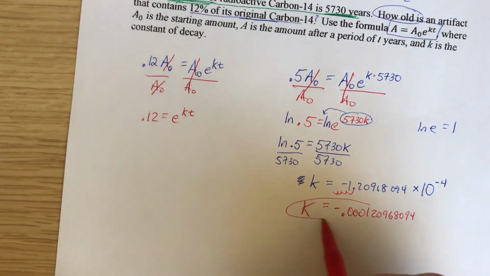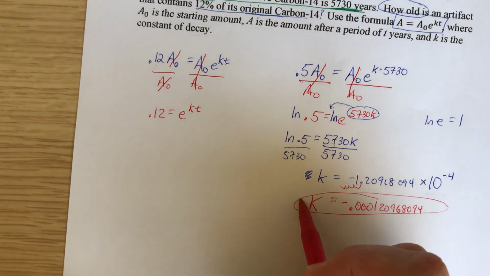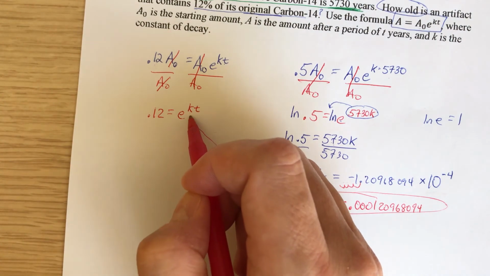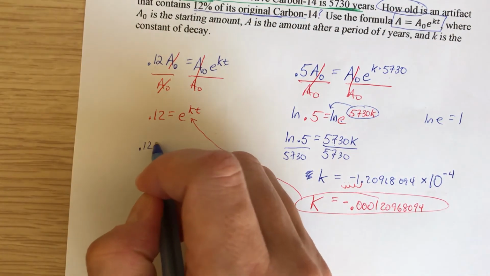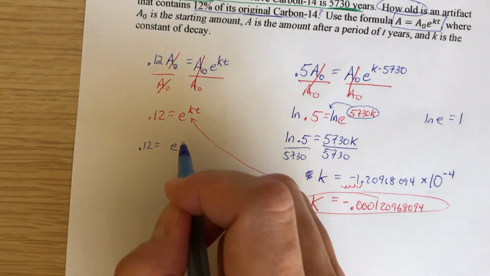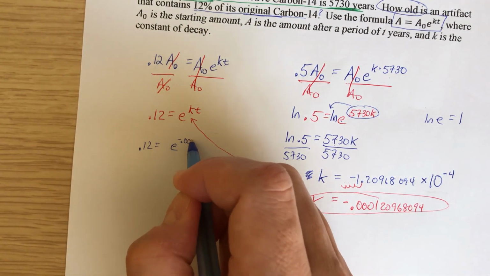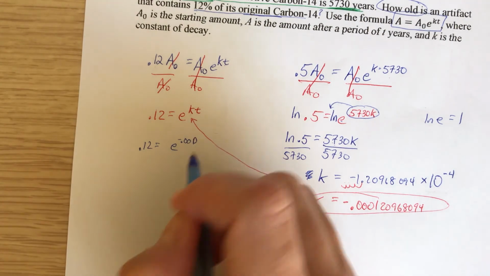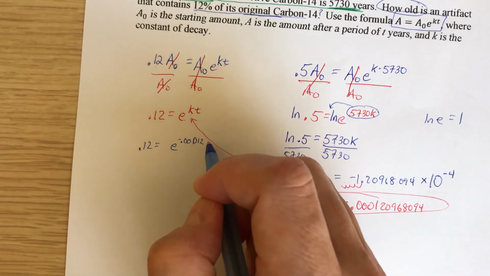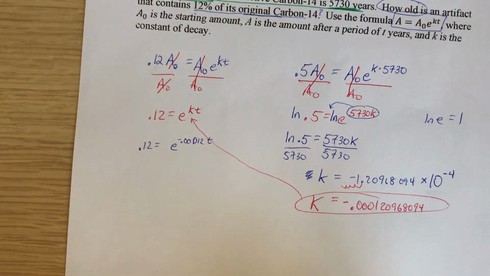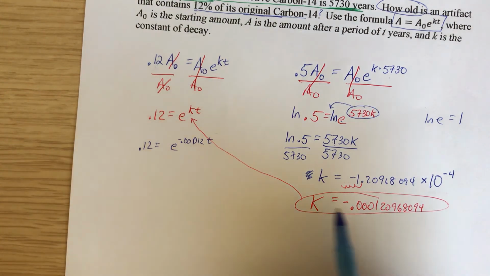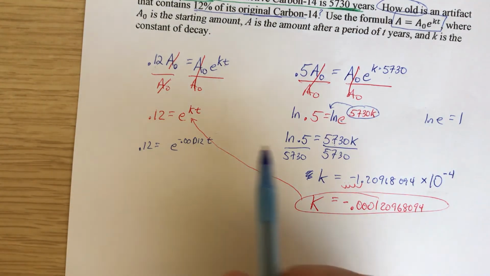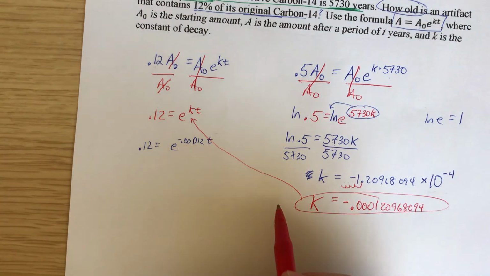But now that we have solved that, we can take that and now go back to our original equation and find the time. 0.12 equals E raised to the negative 0.00012 times T. Okay, I'm going to show you what I'm going to do here. I do not want to round this and then put this into the calculator. I want to put this whole thing in, but as I'm writing it, I don't need to write everything out.